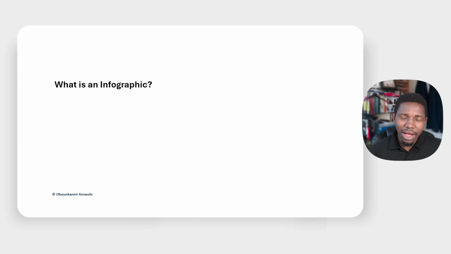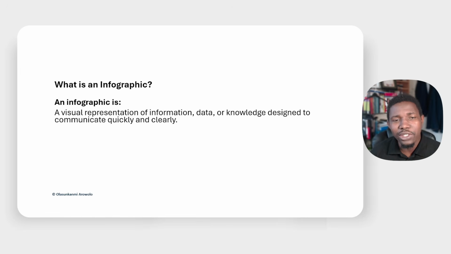By now, you should have an idea of what infographics is. It's the combination of information and graphics: info for information, graphics for graphics. Infographics, the use of information to design graphics. Now, infographics is the visual representation of information, data, and knowledge designed to communicate quickly and clearly. It is a clear-cut visual representation of information, data, and knowledge to design and communicate clearly and quickly.